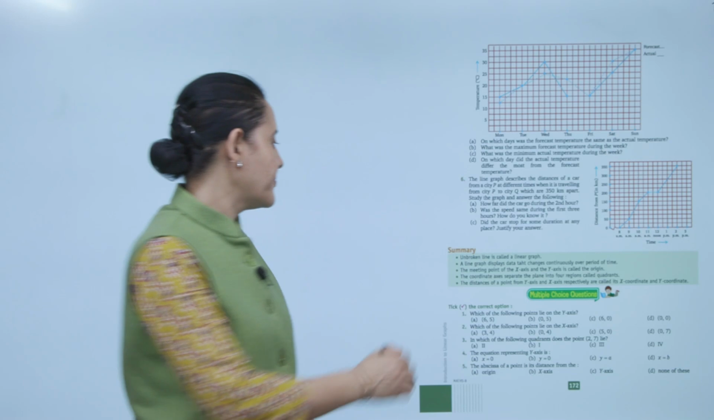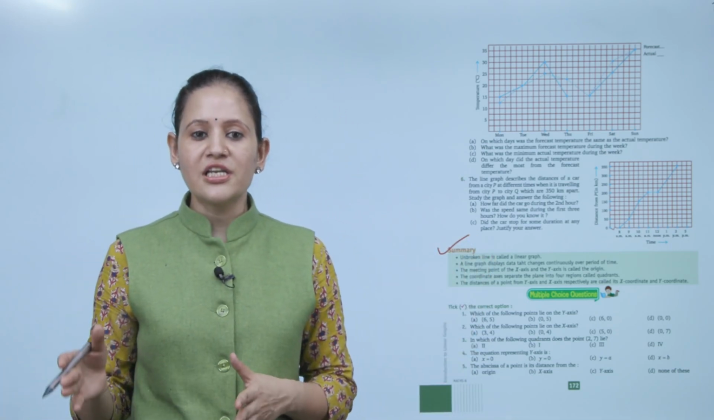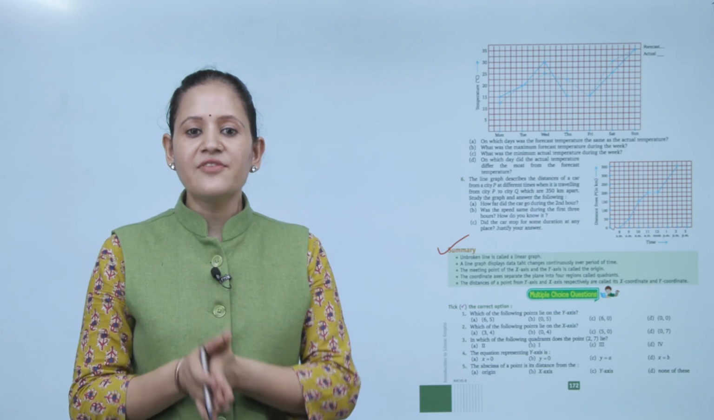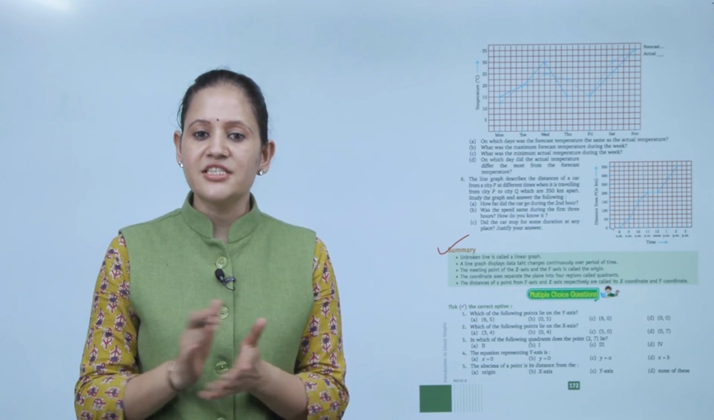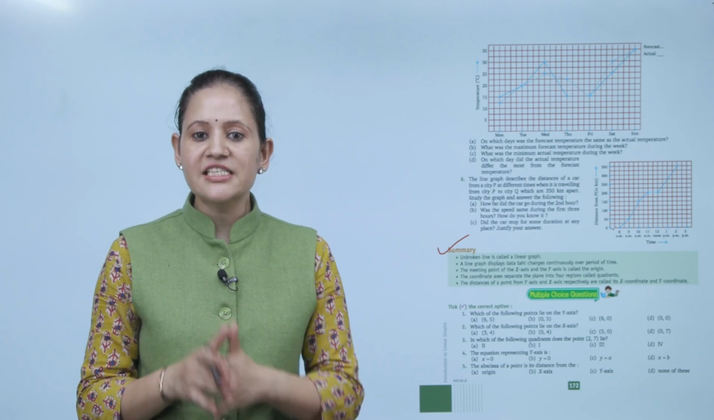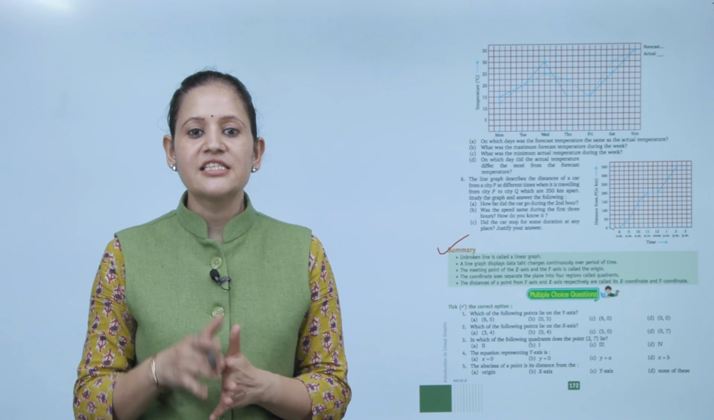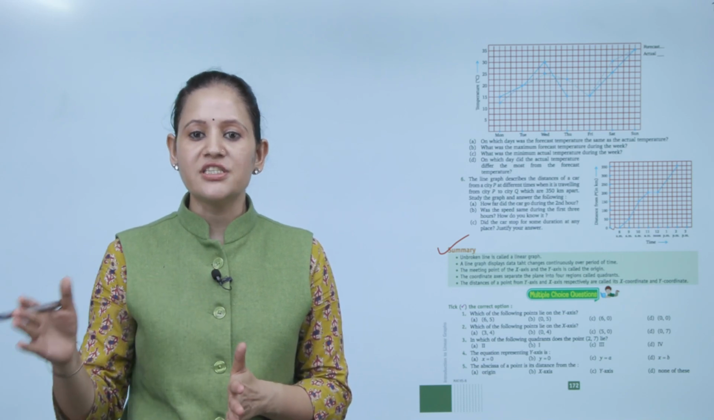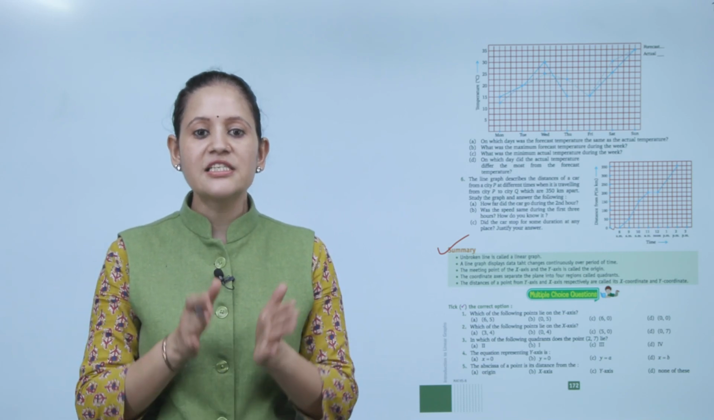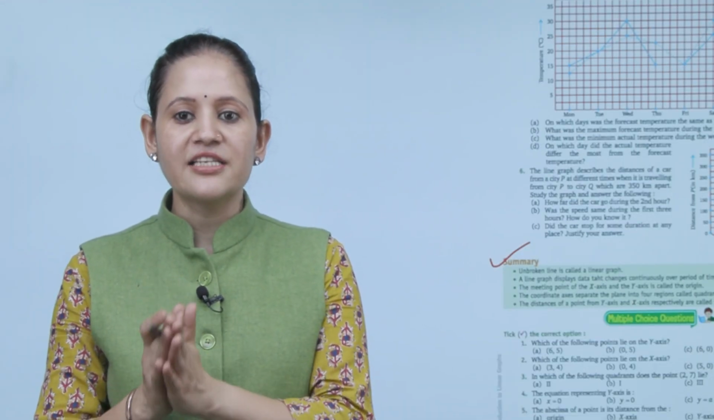Next is summary. Unbroken line, that is called linear graph. A line graph displays data that changes continuously over a period of time. The meeting point of x-axis and y-axis, that is called the origin. The coordinate axis separate the plane into 4 regions, that is called quadrant. The distance of the point from y-axis and x-axis respectively, that is called x coordinate and y coordinate.